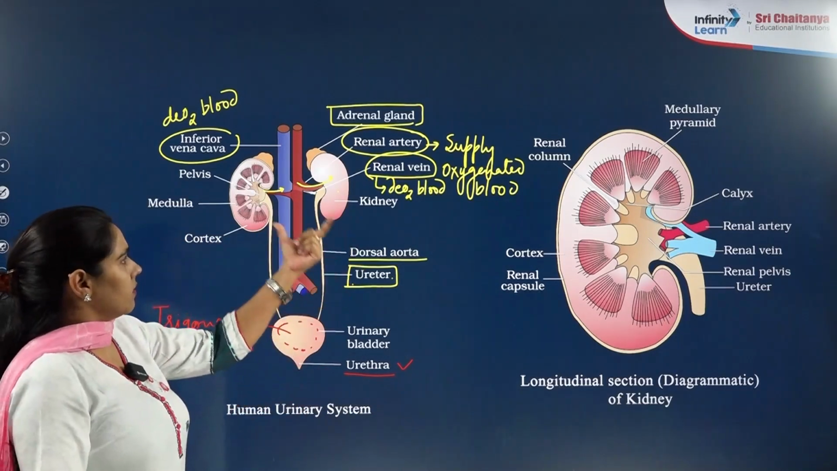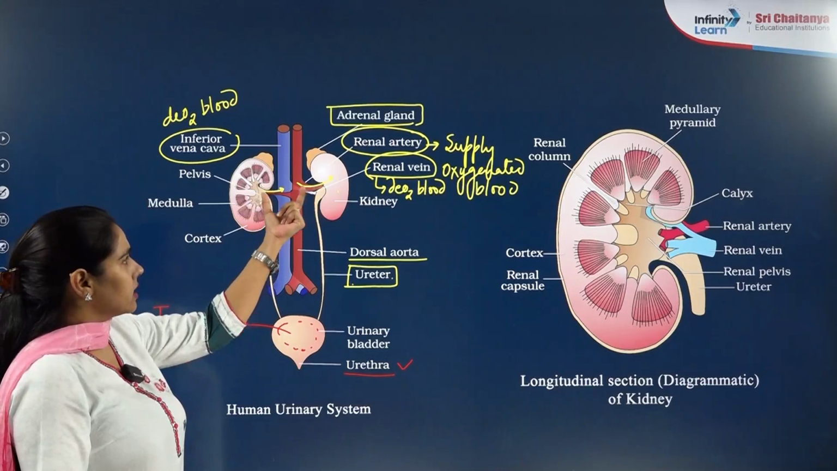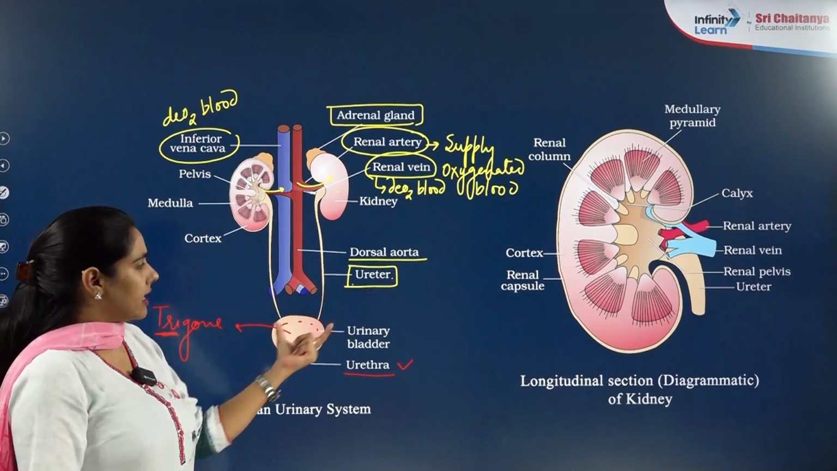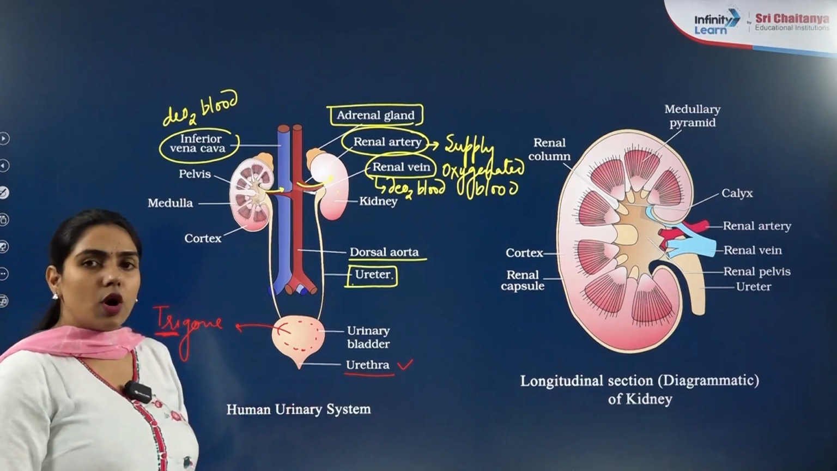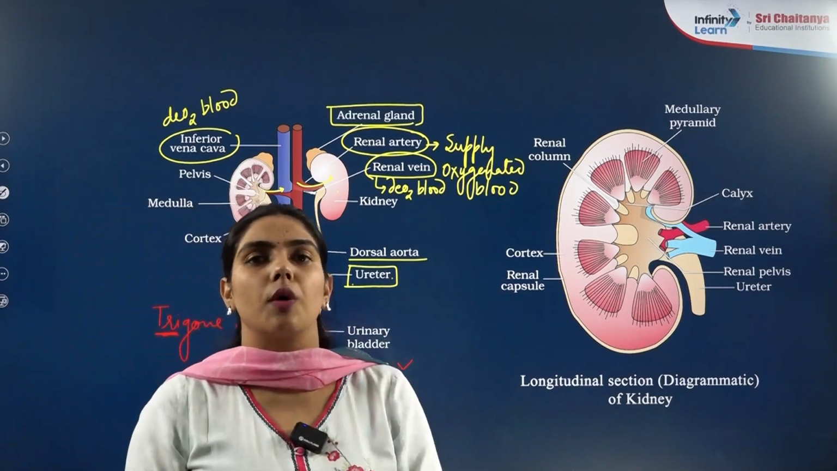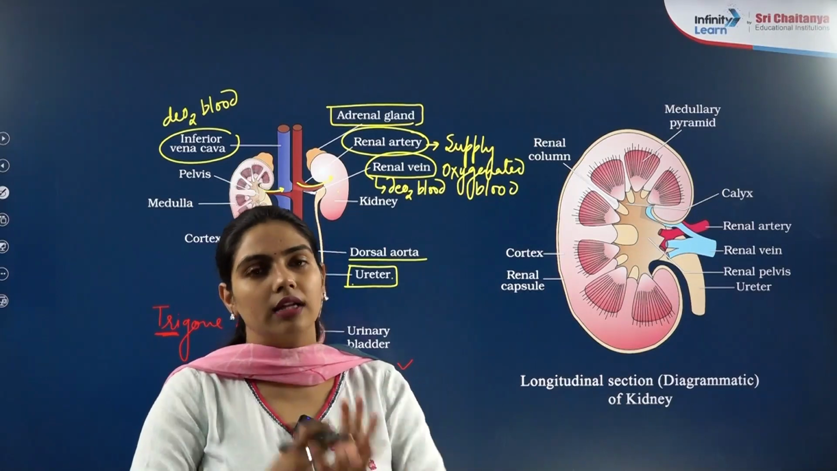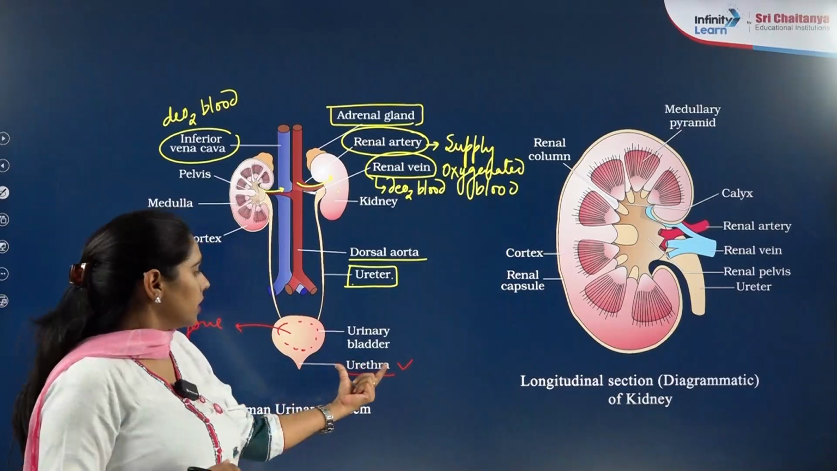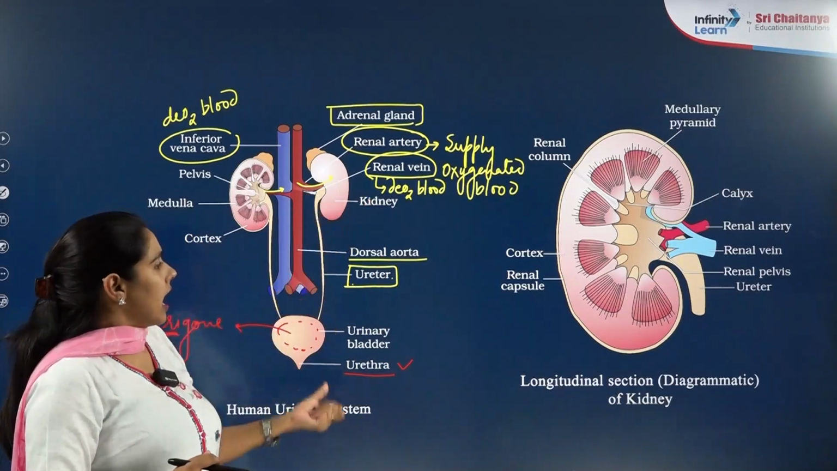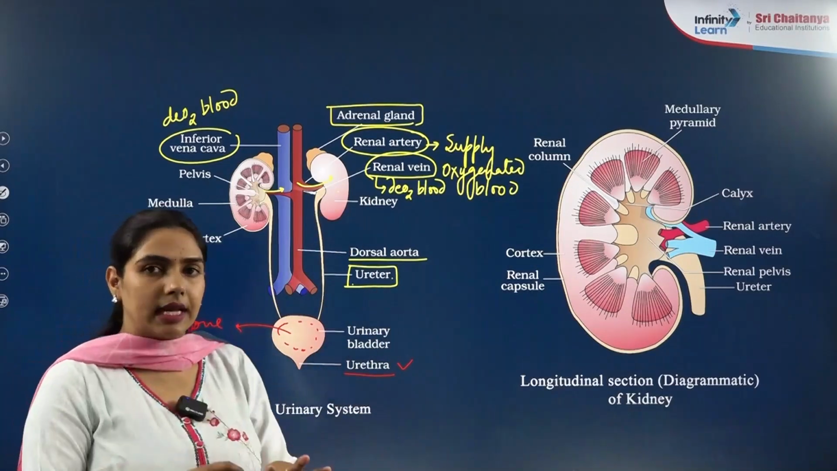So here we have understood that there are two kidneys, from them ureters are arising. Ureters are opening into the urinary bladder, and urinary bladder is opening into the urethra, and urethra is opening outside. Through the urethra, the urine will be going out, right? We will talk about urethra, ureter, kidney and urinary bladder in detail, right?